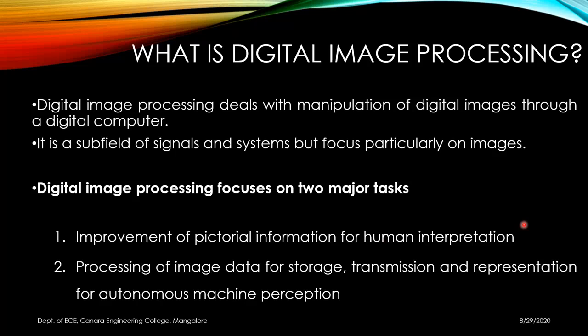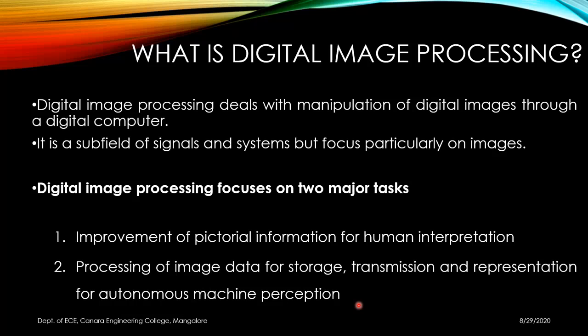In the second task, we are processing the image data for storage, to compress the image so that storage space is reduced, or for transmission. Again, if you have a smaller data set, transmission bandwidth can be saved. Or you can process the image for representation for autonomous machine perception, like autonomous driving, automatic number plate recognition or face recognition. All these are tasks for image processing. So first is human interpretation, second is autonomous machine perception.